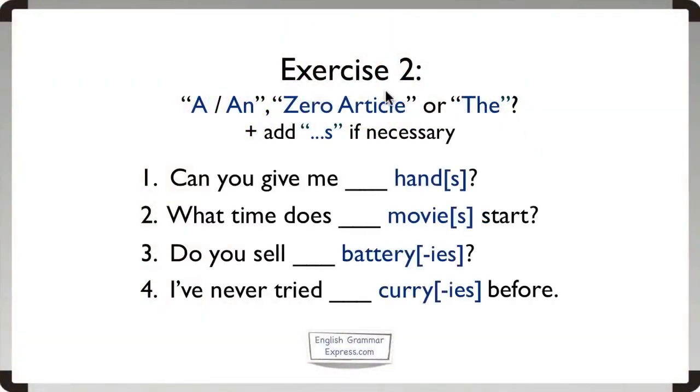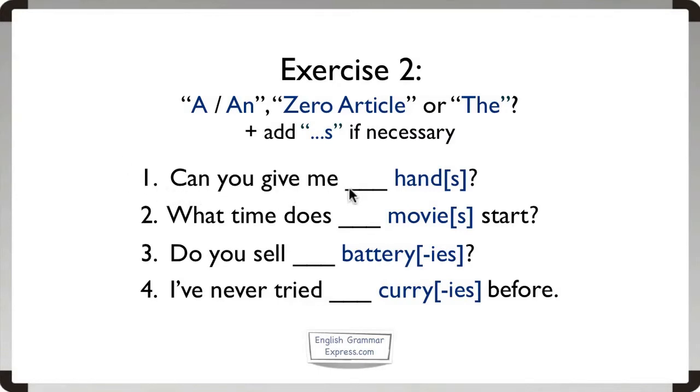Exercise 2 now, and in this exercise we're going to complete the gaps in the sentences with the articles a or an, zero article or the. We should also add an s in the plural if necessary. So, sentence 1 first of all.